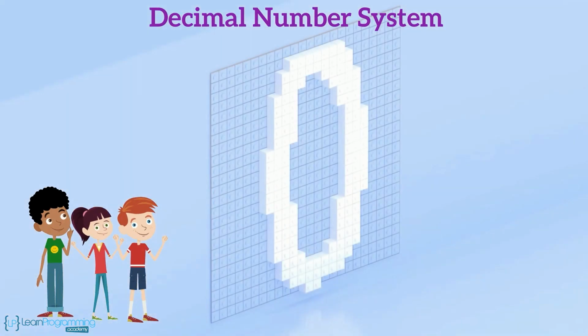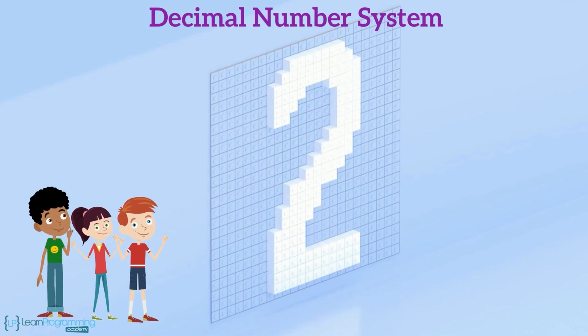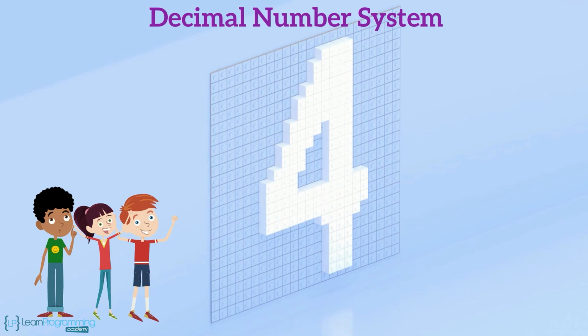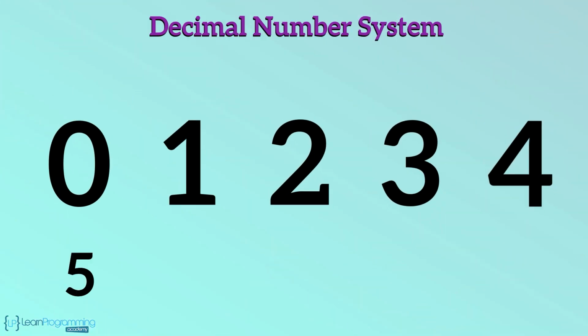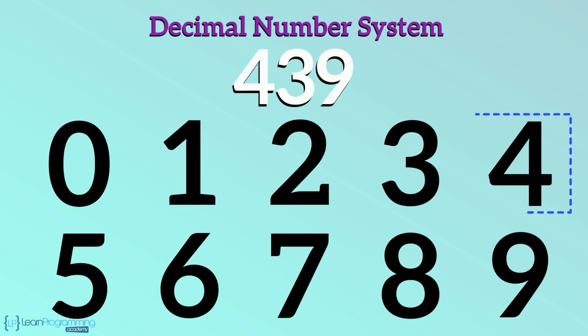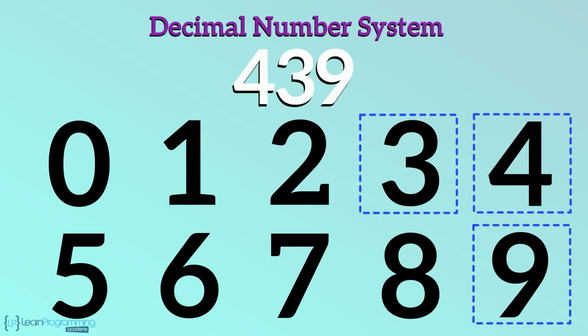Most of us learned the decimal number system, also known as base 10, when we were very young. The decimal number system has 10 digits to represent any number. As you know, these digits are 0, 1, 2, 3, 4, 5, 6, 7, 8 and 9. To represent any number, we use a combination of these digits. For example, 439 is expressed in decimal notation by using a 4, a 3 and a 9, 439.